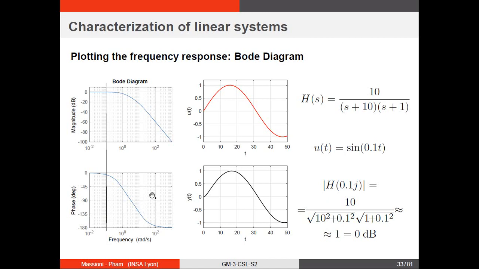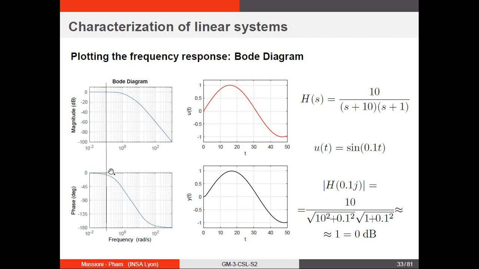Okay, so what does this graph mean in practice? Let's remember what it means exactly. It means that for each omega that we take, if you input a certain sine wave at this omega, the output will be a sine wave with the same omega, but with amplitude multiplied by this term in decibel, and shifted by this phase.